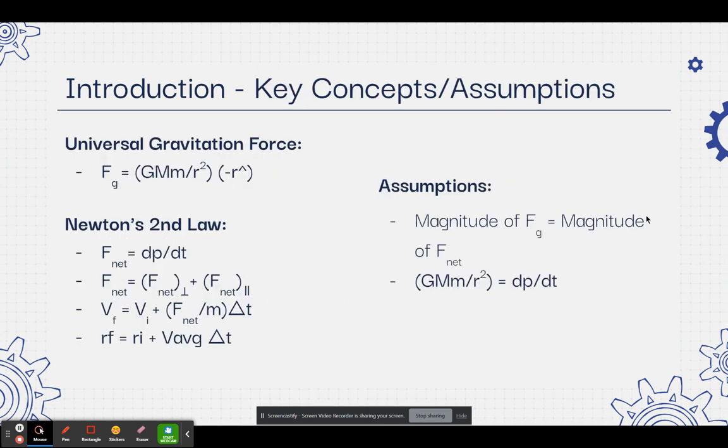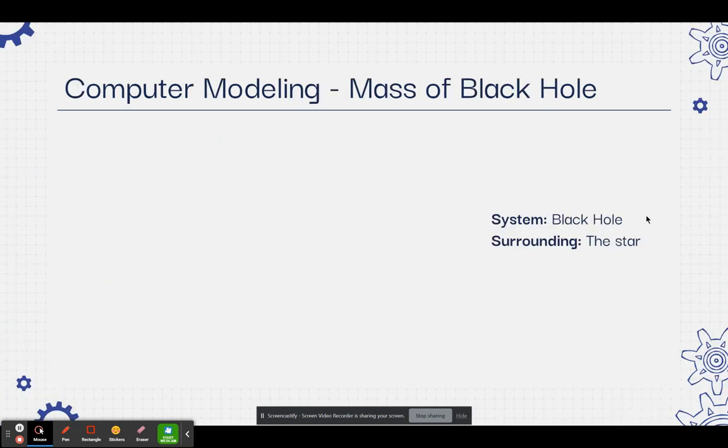Some key concepts and assumptions we used in this lab were the universal gravitational force equation, as well as Newton's second law. And the key assumption that we're making is that the magnitude of the force of gravity, or the gravitational force, is equal to the magnitude of the net force. So we can set the equations equal and find the mass of the black hole.